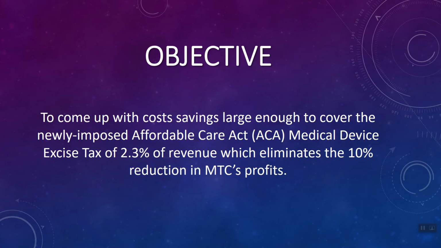Okay, so my objective was set to come up with the cost savings large enough to cover the newly imposed excise tax of 2.3%, which is mentioned in the ACA Act, which eliminates the 10% reduction in MTC's profit.